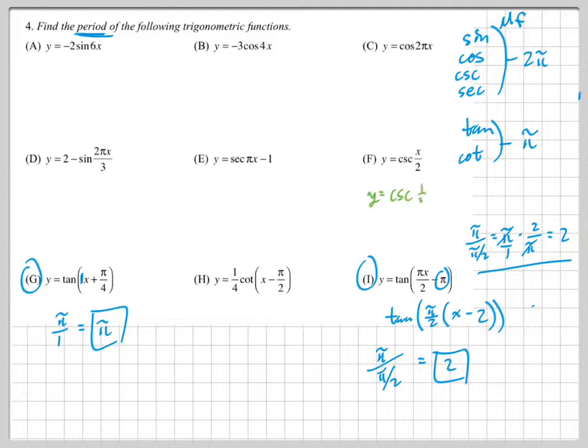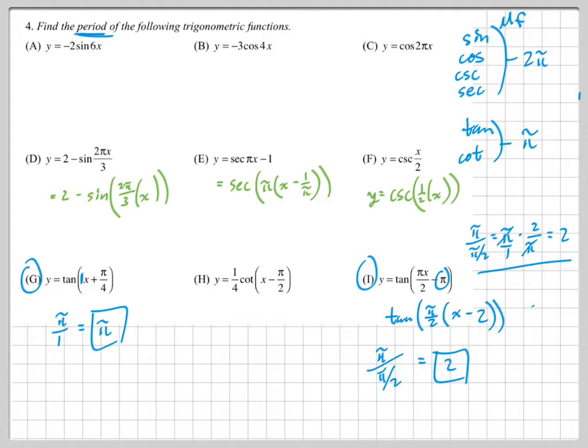Just for fun, let's rewrite f right here. F can be rewritten as cosecant of 1/2 times x. 1/2 is a number that you would divide 2 pi by, because this is cosecant. For letter E, you take out the pi, and this is what you would get. For letter D, you would take out 2 pi over 3, and this is what you would get. For each of these, the mother function says that the normal period is 2 pi, so you take 2 pi and divide it by each of those. That's what you're going to do to find the period for each of them.